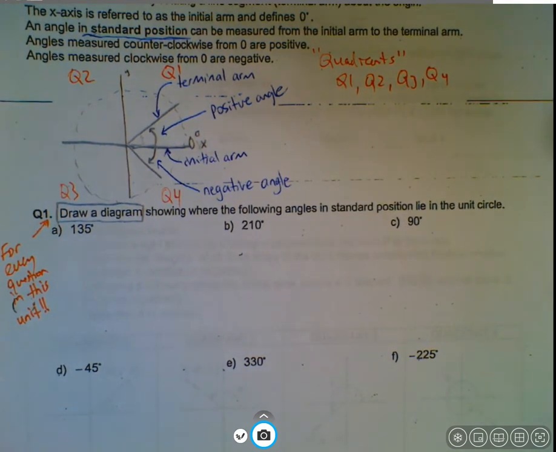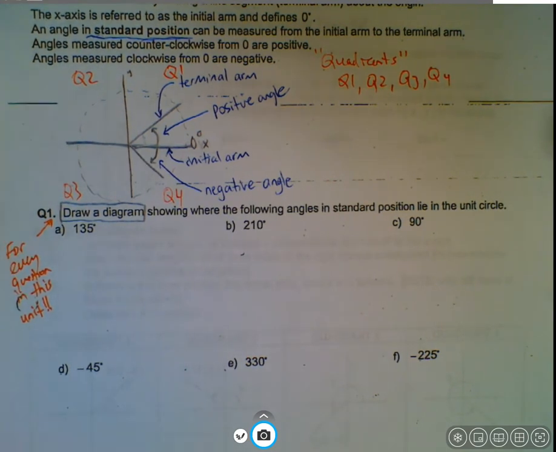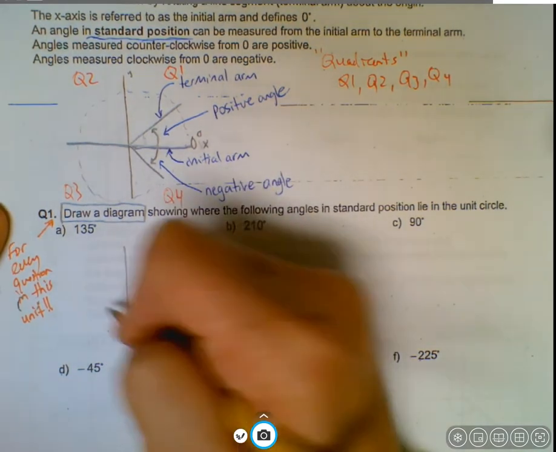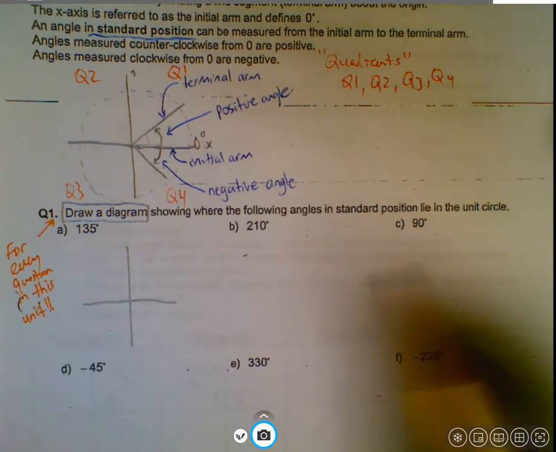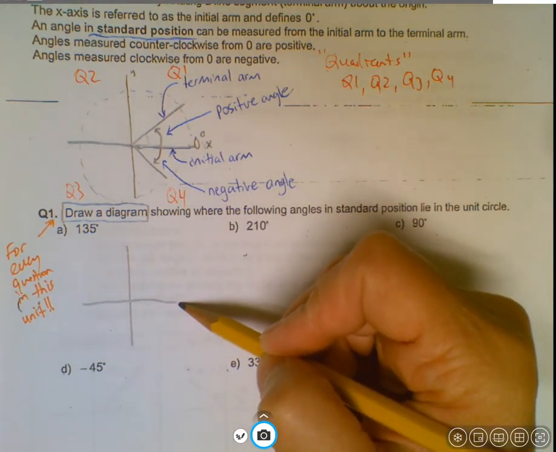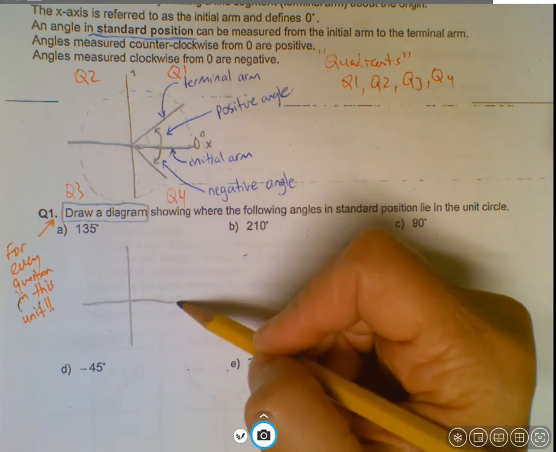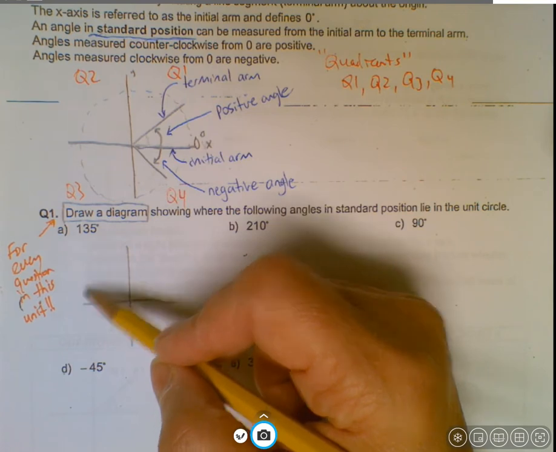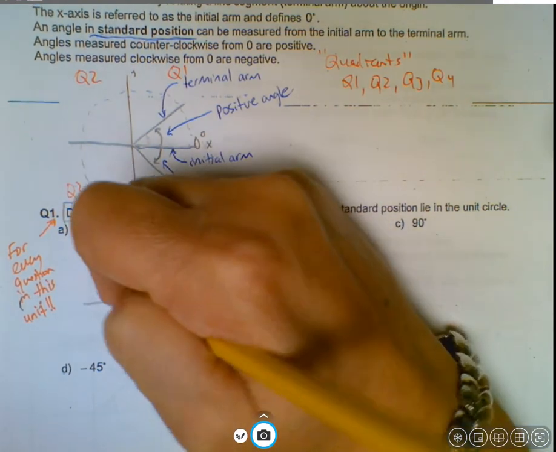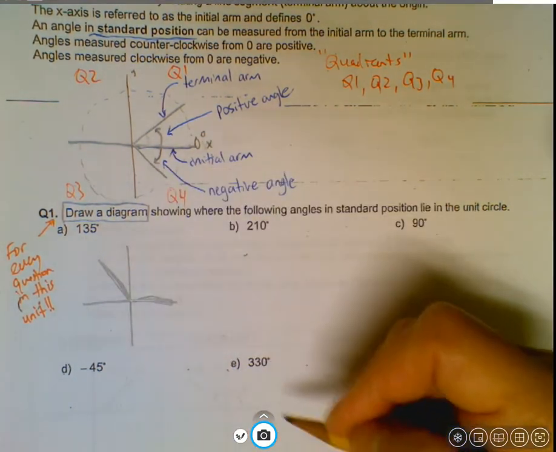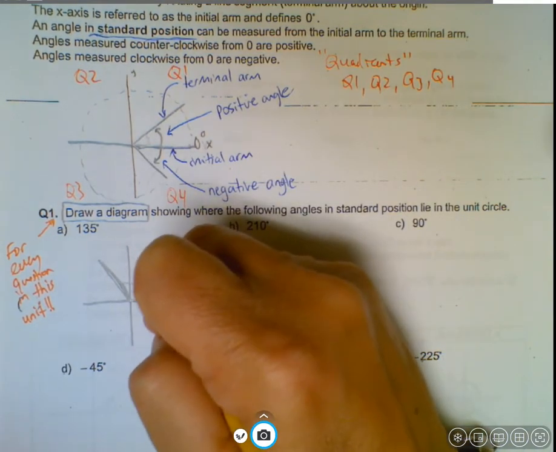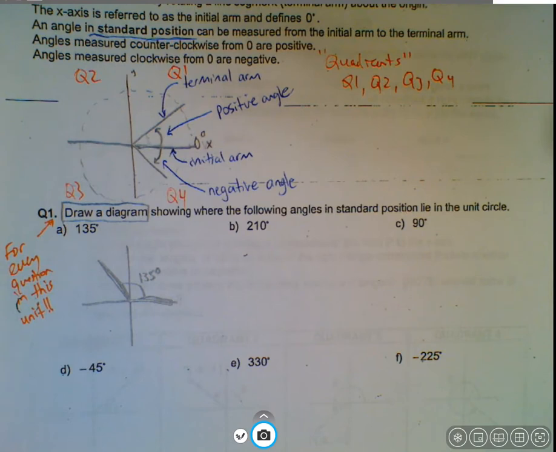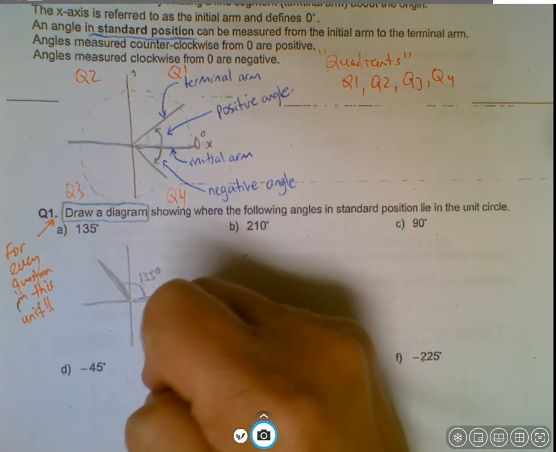So draw a diagram showing where the following angles in standard position lie in the unit circle. This is asking me to draw 135 degrees. Where is it? So I start by drawing my x and y. So I know that this is 0. And I'm going to go this way because I see that's a positive angle. So this is 90. If I go all the way to here, it's 180. But I don't go all the way to here. I need only 135. So the angle is this and this. So here's your angle. This is 135 degrees. This is how we label it. Okay, and I will write over here that it's in quadrant 2.